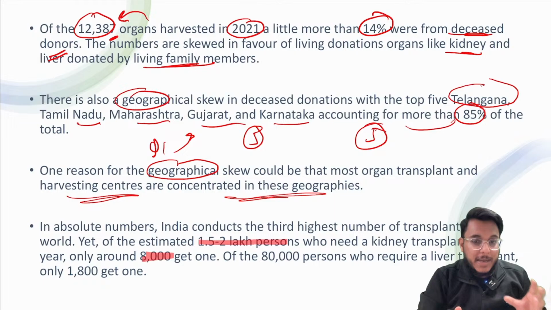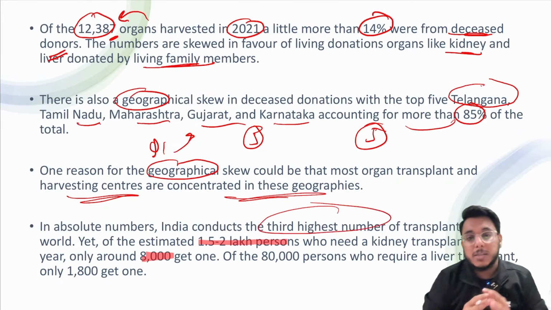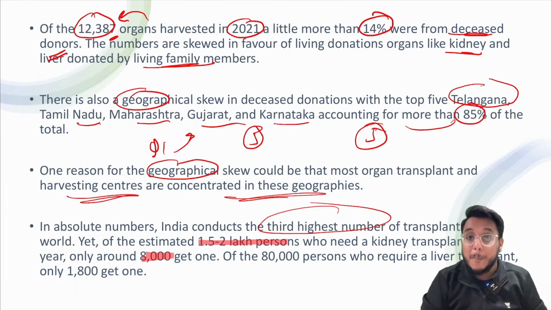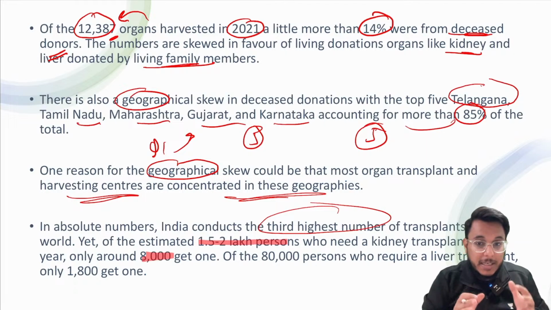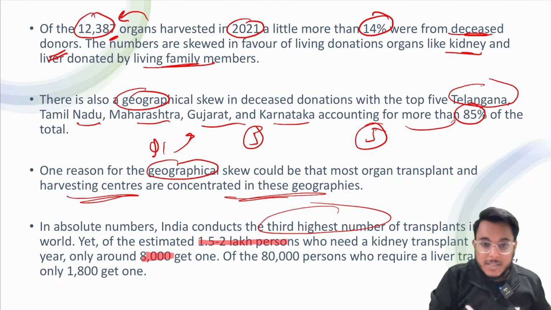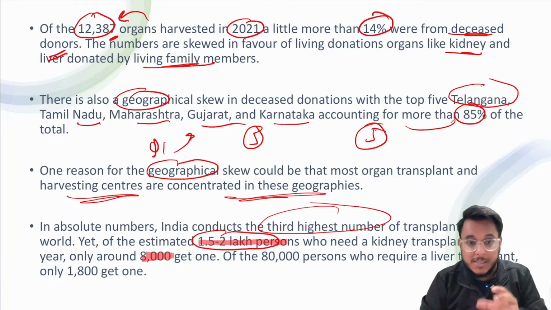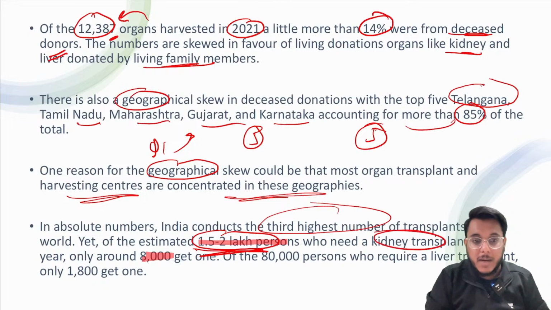The second thing, guys, is that when we talk about the transplants that are happening, India carries the third highest number of transplants in the world. We are doing the third highest number of transplants in the world. But still, seeing the population of India, India is going to be the most populous country by next year, so in terms of numbers, they are still very much less. So the transplants are happening, but still they are less. We have some data, for example, 1.5 to 2 lakh people need a kidney transplant every year.